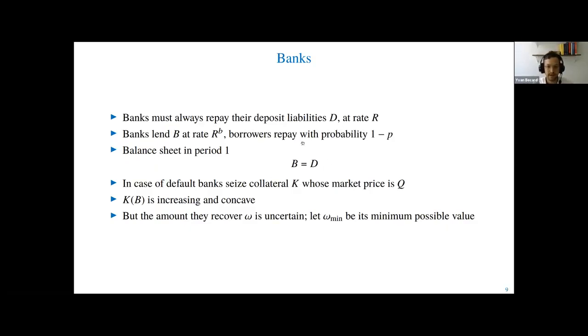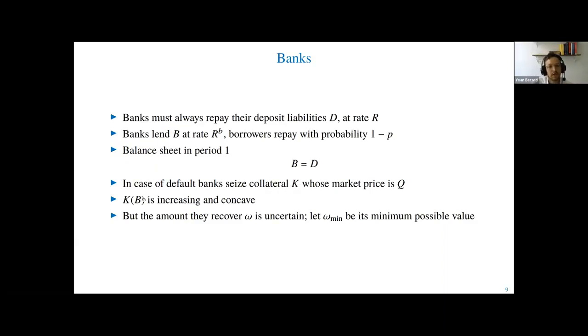Pretty convenient. So the balance sheet of the bank is just assets equal to liabilities in the first period. If the borrowers default, the bank seizes the collateral that was posted, collateral K, whose market price is Q. And we're going to assume that, of course, the more you lend, B, the more collateral you're entitled to seize. But this is an increasing function that is concave, to reflect the fact that if you lend a really large amount, it's going to be harder to get the extra collateral.